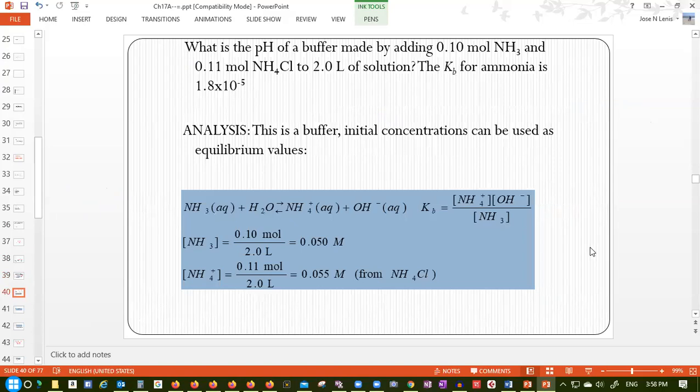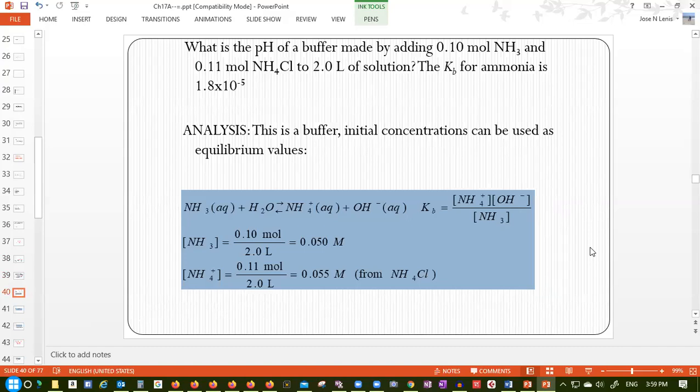So, let's do a real thing. Check this problem. It says, what is the pH of a buffer made by adding 0.10 moles of ammonia and 0.11 moles of ammonium chloride to 2.0 liters of solution? The Kb for the ammonia is given, and we already know that, right? Kb of ammonia is 1.8 times 10 to the negative 5.